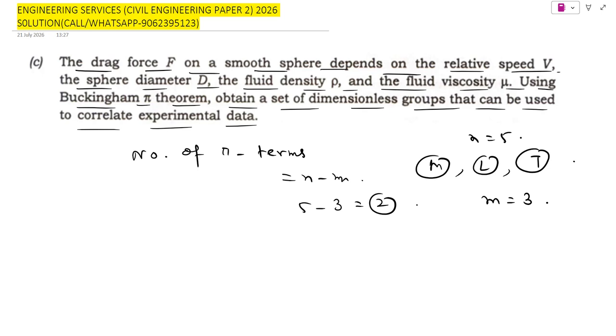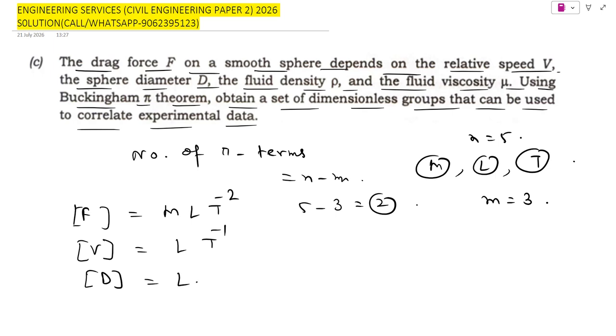Now look, what are the dimensions of drag force? M L T to the power minus 2. Velocity, this is L T inverse. Diameter, this is L. And density rho, this is M L to the power minus 3. And the dynamic viscosity, this is M L inverse T inverse. Right? So always write the dimensions before forming the pi groups.